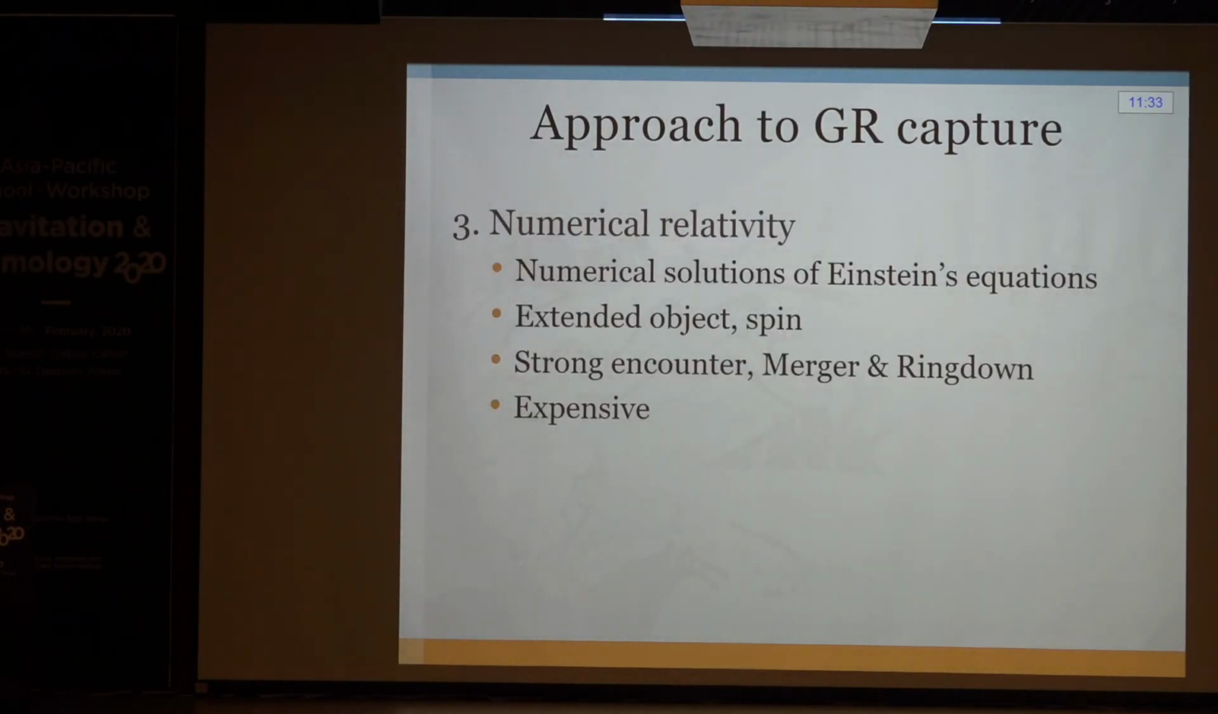And the third approach is numerical relativity. It solves Einstein's equations numerically, and it does not consider the black hole as a point mass. It means it can describe the horizon shape like that, and it can consider the spin effect, and it can be used for very strong encounters, or even the merger and ring-down phases. But the shortcoming is that it's a very expensive calculation.